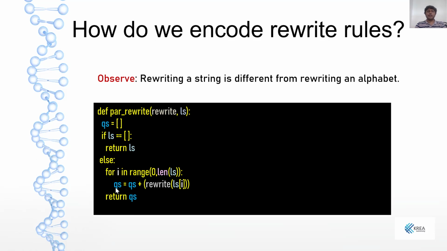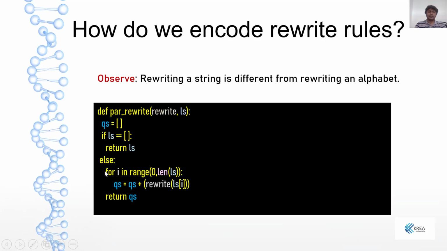In encoding rewrite rules, you also have to observe that rewriting a string is different from rewriting an alphabet. For an alphabet, you just have a simple rewrite rule, but to rewrite a string, you need to use what we call parallel rewriting. That is, you have to rewrite every alphabet simultaneously. So how do you do that? We write a function called par_rewrite, which attempts to do that. What par_rewrite does is it acts on this list ls, which is the word in question, and if the list is empty, it just returns the same list.